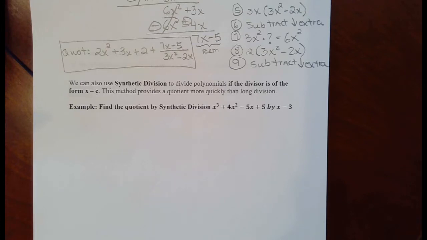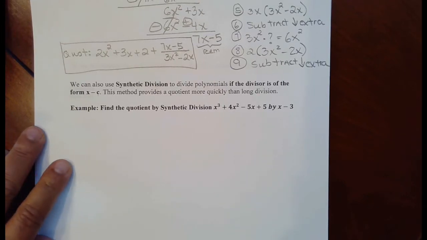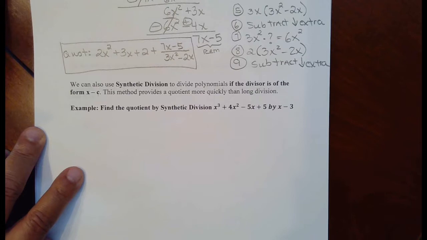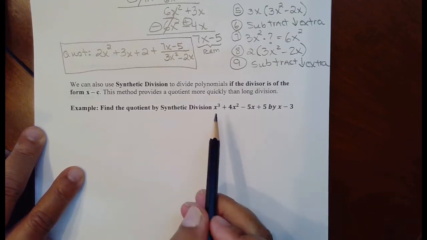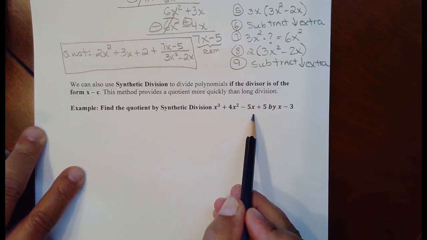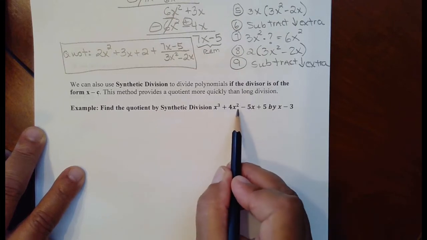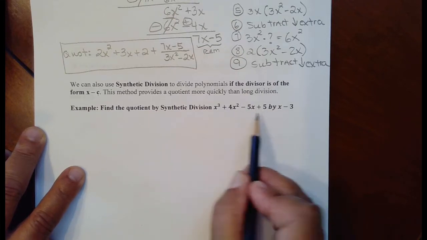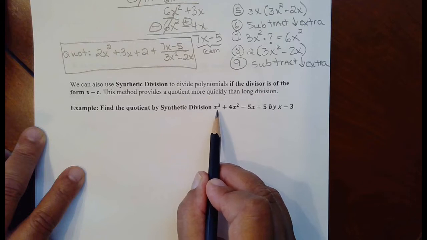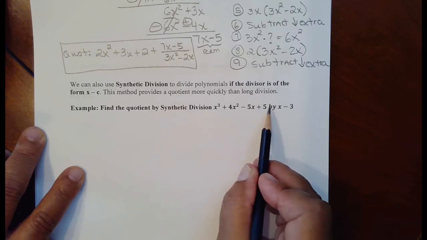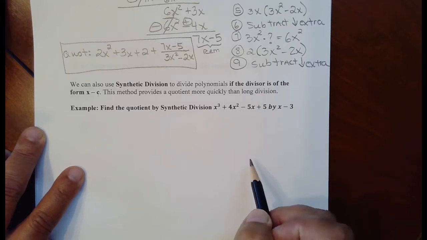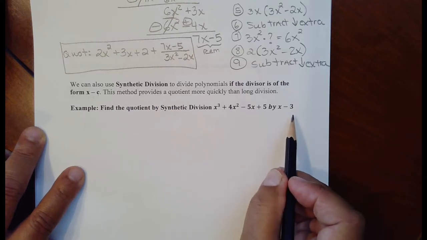So when you're doing synthetic division, all you do is take the coefficients off of each of these terms, and you're going to arrange them going horizontally. So it's going to be 1, 4, -5, and 5. Don't put them close together because you have to have room to do your work. Okay, so all you do is take the coefficients, 1, 4, -5, 5.